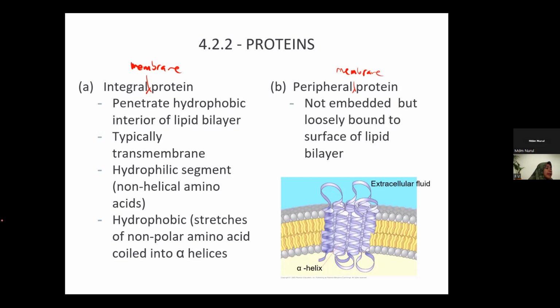Okay, right. Number one, integral protein. So, integral protein penetrates the hydrophobic interior of the lipid bilayer. Penetrate. Dia menembusi. Okay. Menembusi bahagian hydrophobic of the lipid bilayer. Okay. And they are typically transmembrane. Biasanya adalah jenis transmembrane. Trans maksudnya dia macam terus menerusi. Menerusi, something like that. Okay. So, transmembrane. Alright. So, integral protein has hydrophilic segment and hydrophobic segment.